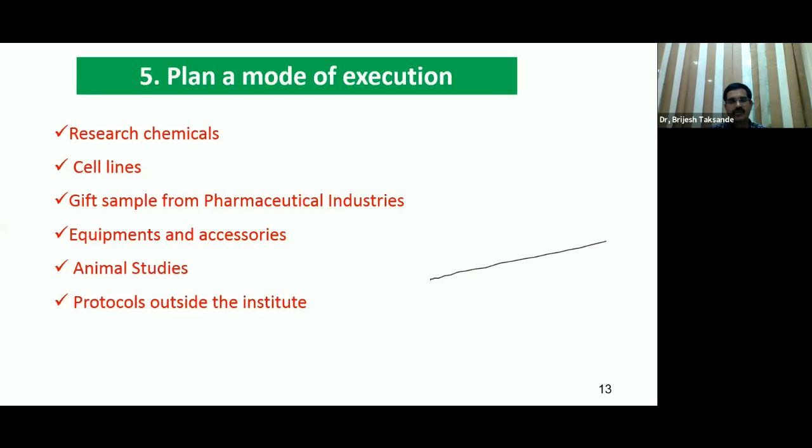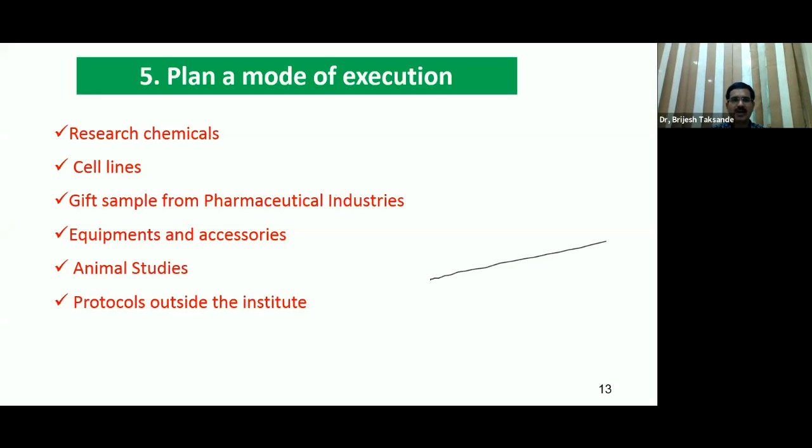Animal studies, if your protocols are having animal studies, make sure that animal protocols are registered with CPCSEA. You attend the IAEC meeting, your protocols need to be finalized, you need to have the modification in your protocol, but make sure that by the time you begin with your protocols, all these things are cleared, all these things are available. So if you're carrying out the protocols outside the institute, make sure of the availability of that particular person. If you're working with some specific scientist working in that laboratory, whether he will be available in that particular time or not.